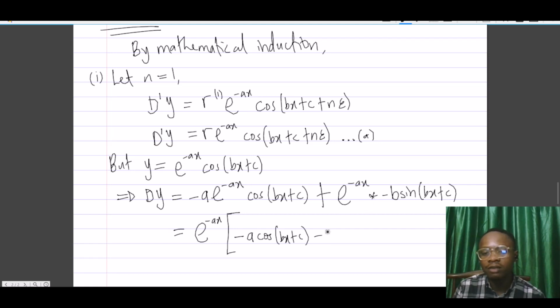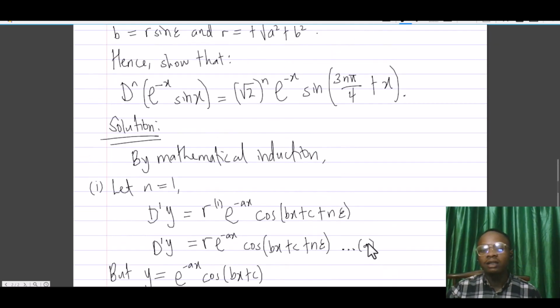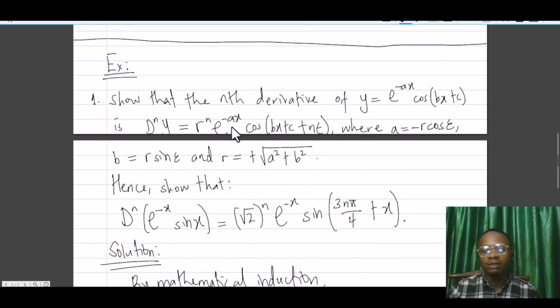This is going to be minus b, and this is sine bx plus c. And then we close the bracket. So that's what we're able to get from this. But we can see that here we have R. So here we don't have R. And then the question provides what R is, or how we came about R.